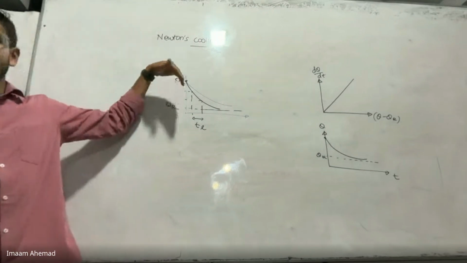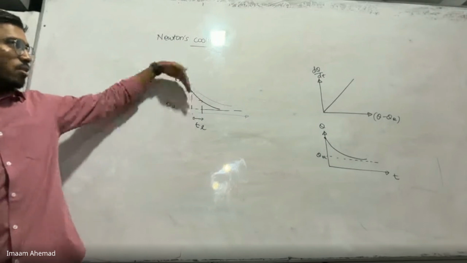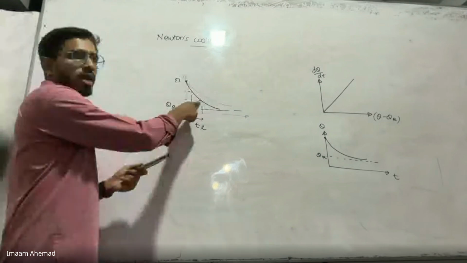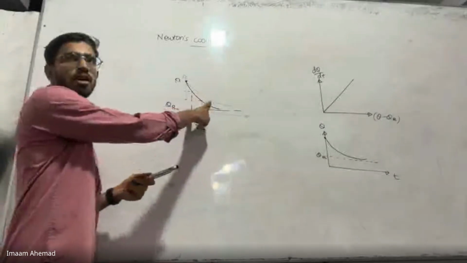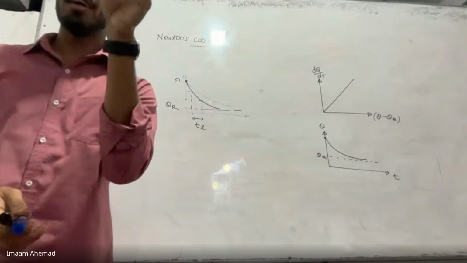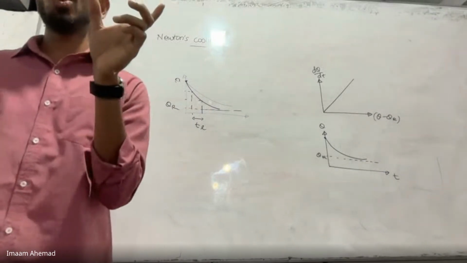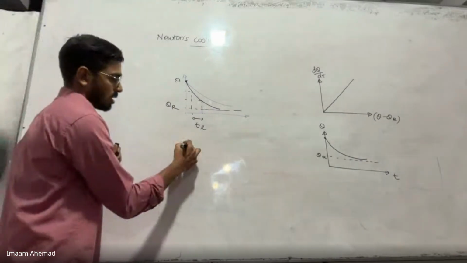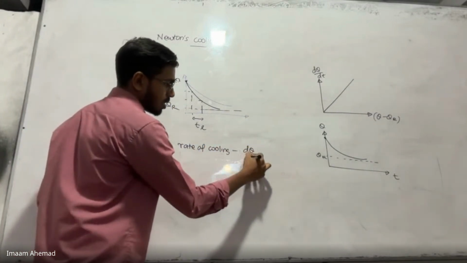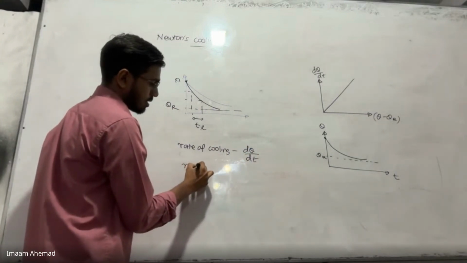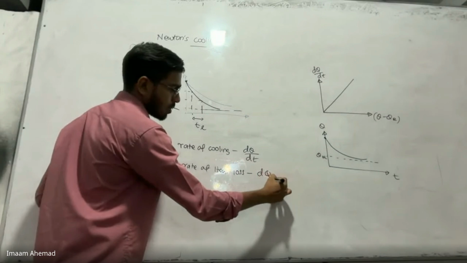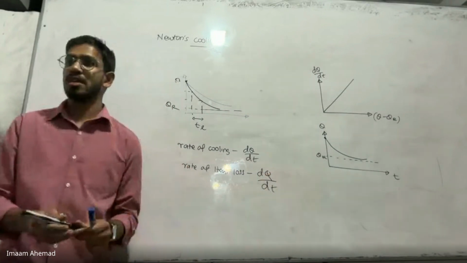So d theta over dt is the rate of cooling. This one's curve is steeper than this one's curve. So the rate of cooling of liquid is more than the rate of cooling of water. Don't get confused between rate of cooling and rate of heat loss. This term is usually confusing. Rate of cooling is d theta over dt. Rate of heat loss is dQ over dt. Both of them are not the same. They are different.